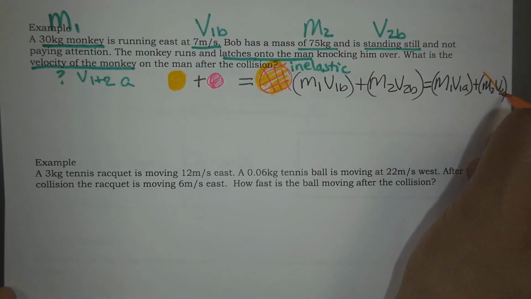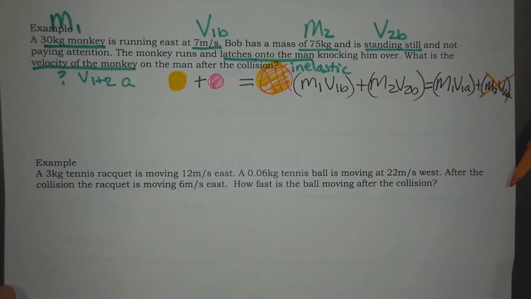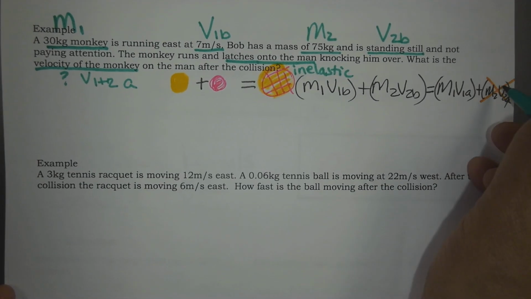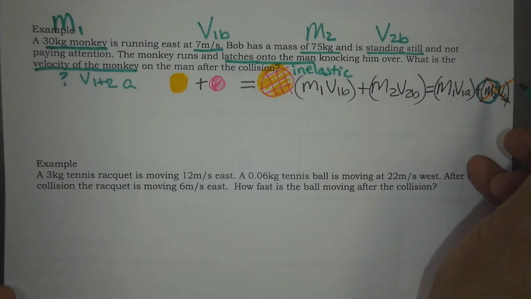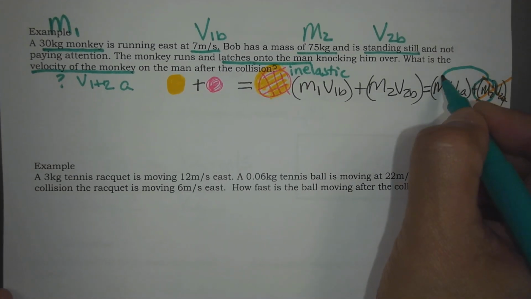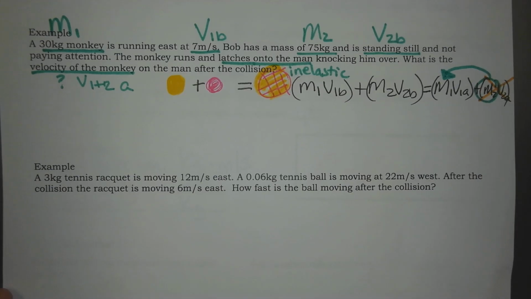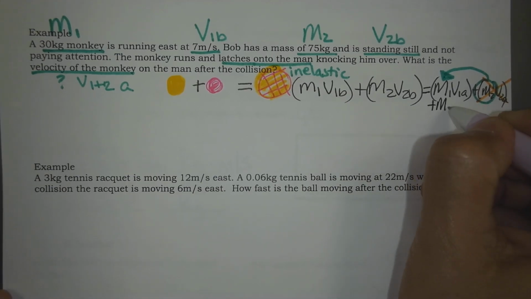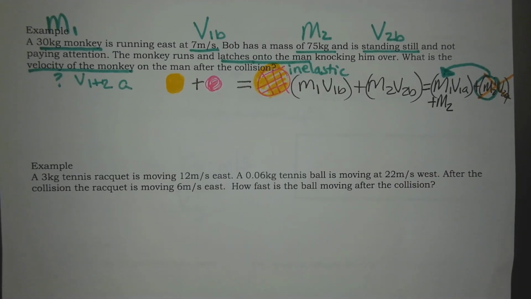Which one do I get rid of? Who cares? Just get rid of one. The thing, though, is we cannot get rid of mass due to the law of conservation of mass. So I'm going to bring the mass over here, and I'm going to say plus M2. All righty, here we go.